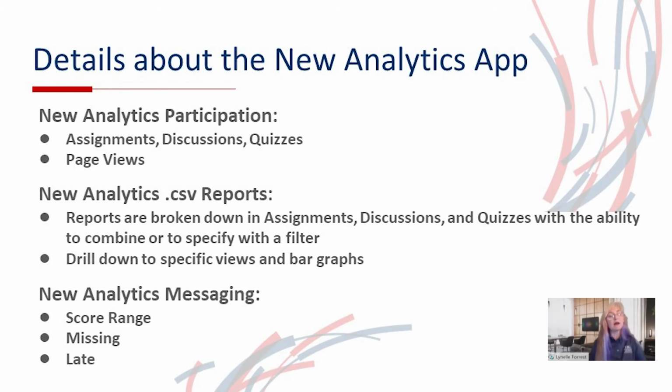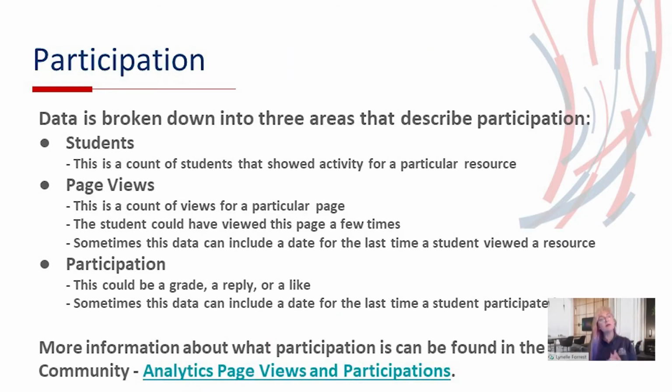So in our presentation objective slide, I mentioned that there were three things that I would like to go over, and that's participation, reports, and messaging. And here are some brief details about each topic. The new analytics participation covers assignments, discussions, quizzes, and page views. New analytics reports are CSV files, and you can download those, and you can bring them into Excel if you want. And the messaging, I want to talk about messaging a little bit more, specifically about score range, missing, and late. So I'll start with participation.